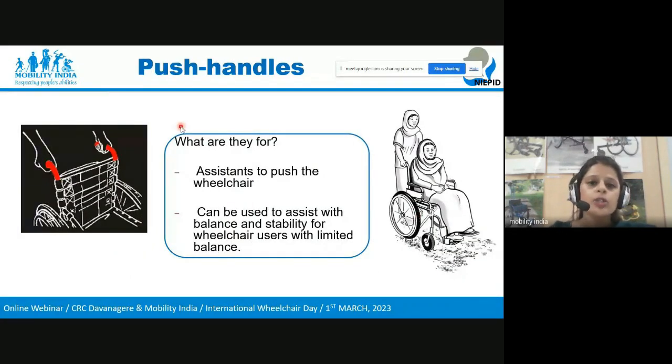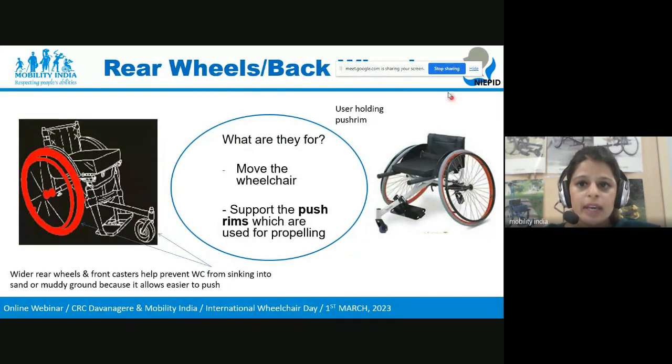Push handle: a stronger push handle makes the frame much stronger, and it is also easier for the individual to assist the user. And if it is a child, provide the high push handle, which will be easier to push.